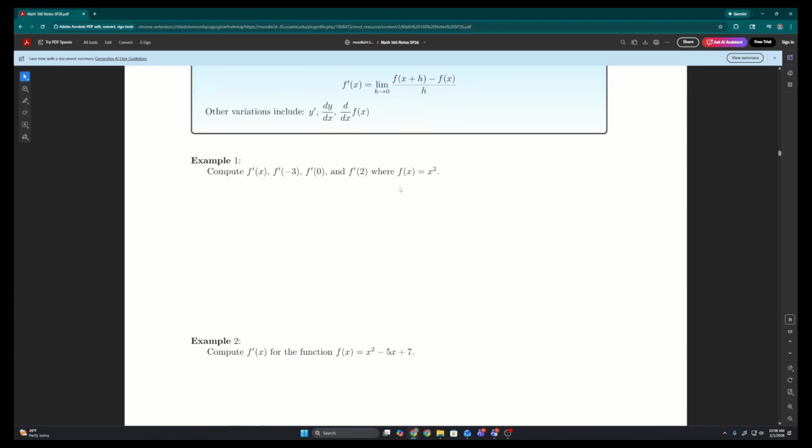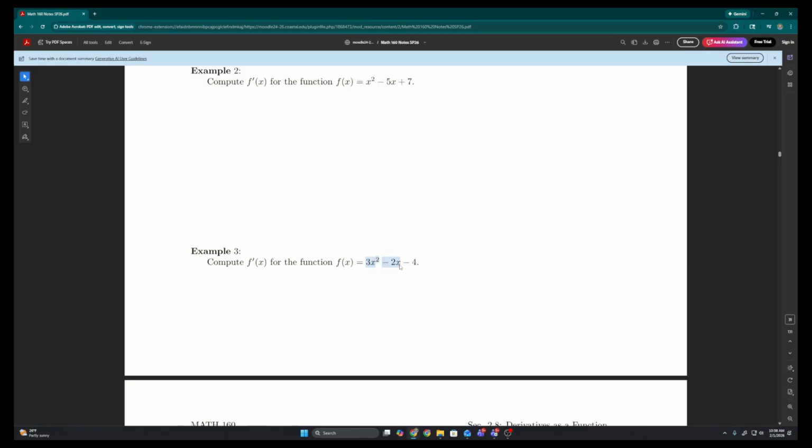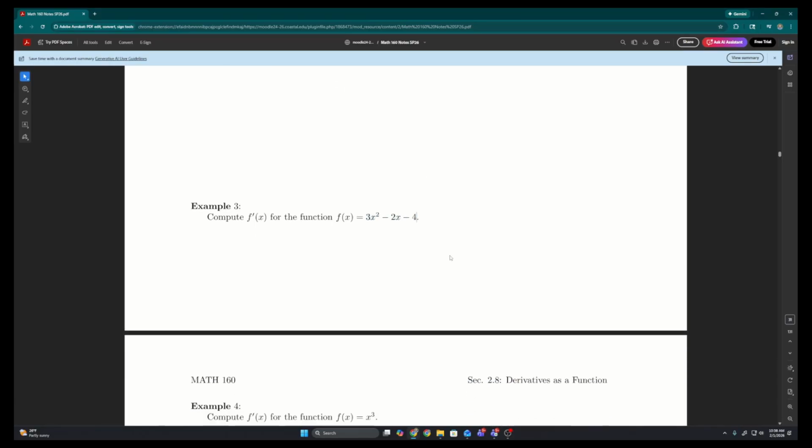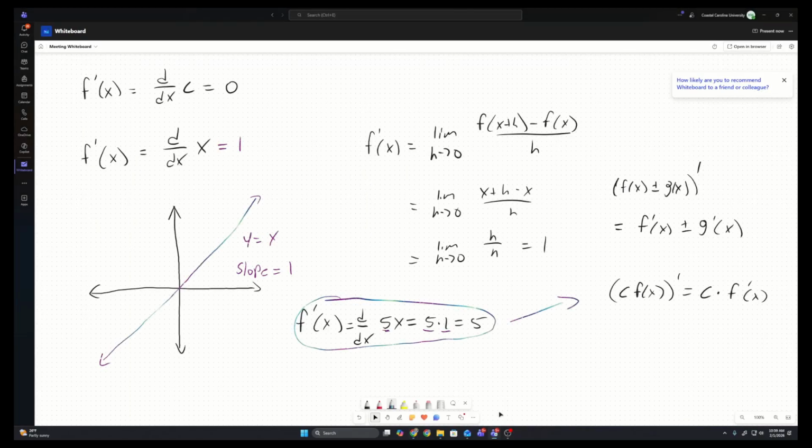When we did f prime, f of x equals x squared turned into 2x. Example 2, this x squared minus 5x plus 7 turned into 2x minus 5. Example 3 turned into 6x minus 2. Example 4 turned into 3x squared. So if I was to write those down, x squared turned into 2x, x cubed equaled 3x squared. Let's see if we can figure out the pattern.